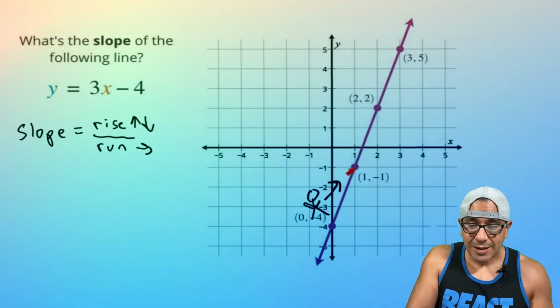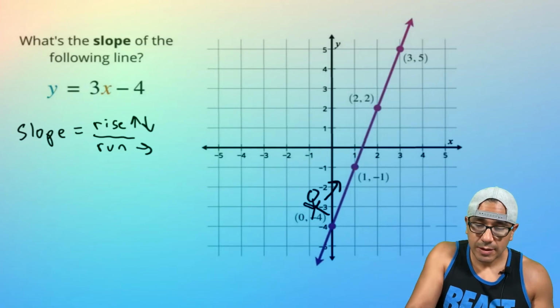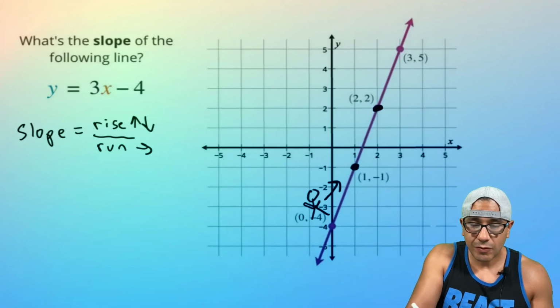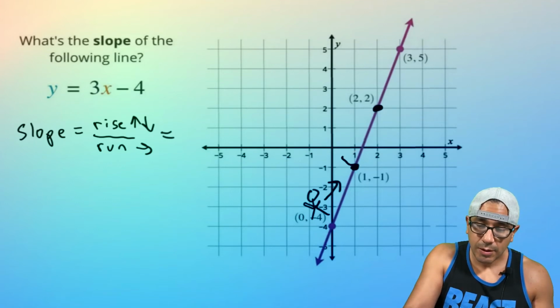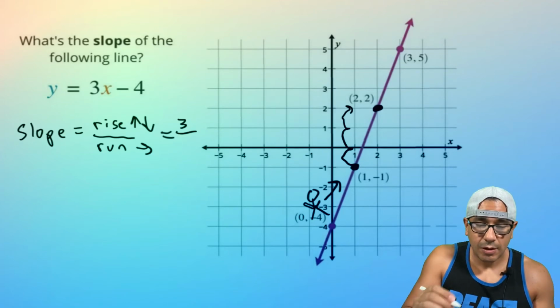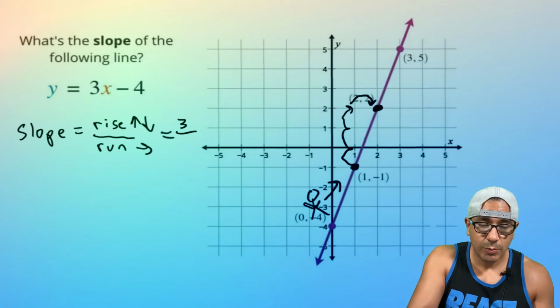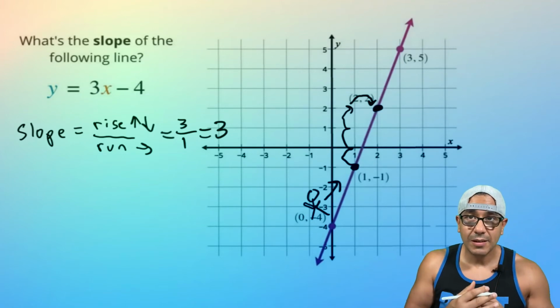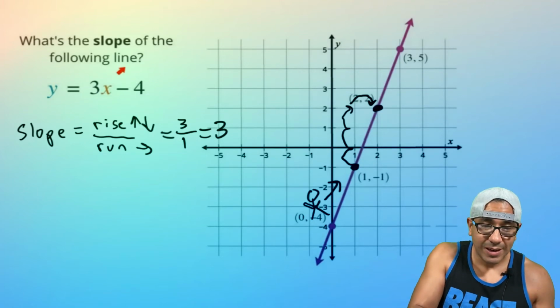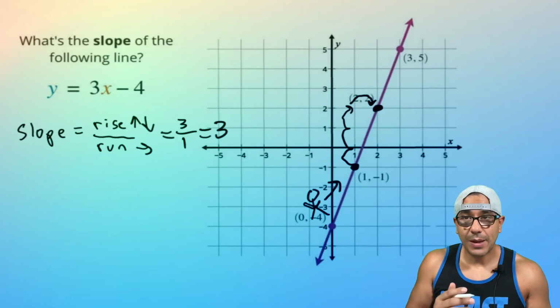So let's start at this point right here. Let me make it dark so we can all see. This point right here, (1, -1), and I want to end up right here. First of all, how many units do I move up? I'm going to move up 1, 2, 3 units. So our numerator is 3, and then how many units do I have to move to the right? Well, we move 1. So our slope is 3 over 1, which is just 3. Do we see that anywhere in our equation? Bam, right?